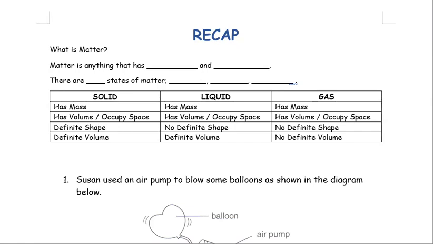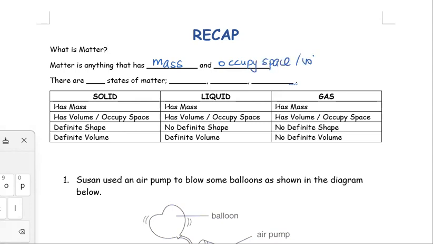Right, so what is matter? Matter is basically anything that has mass and occupies space, right? Another word for occupy space is volume. All right, has mass and volume.